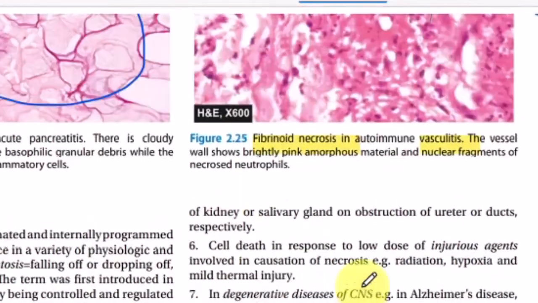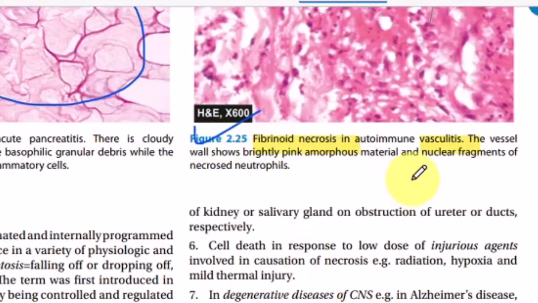So that's how we have discussed the types of necrosis: coagulative necrosis, which is most common, liquefactive necrosis, abscess, caseous necrosis, a combination of coagulative plus liquefactive, then the fat necrosis and the fibrinoid necrosis.